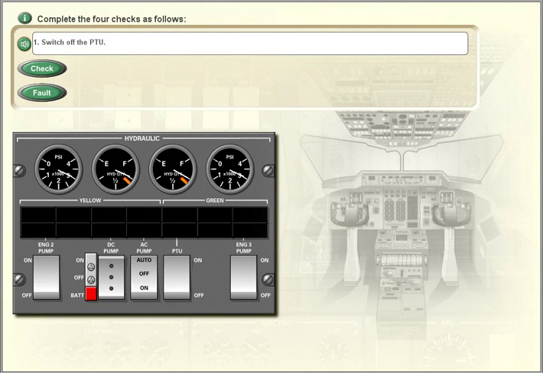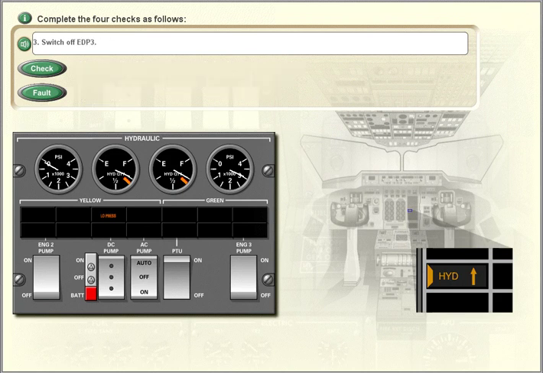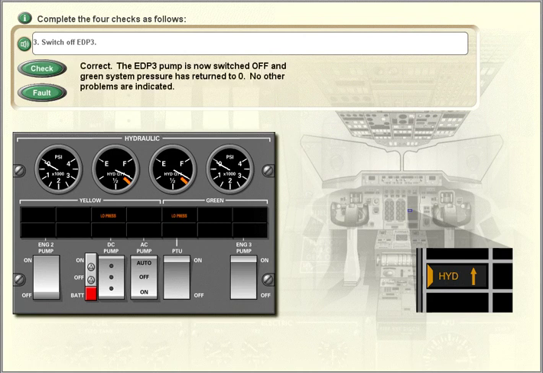Switch off the PTU. Switch off the AC pump. Switch off EDP 3. Switch off EDP 2.